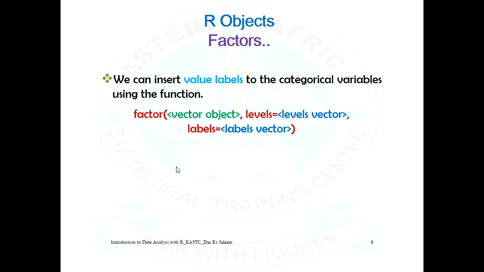Now if you can remember, we have what we call value labels. You may wish to label your values by some specific labels so that it will be easier for you to identify. So in such a situation, we use the function. You specify your vector variable or your object, you assign the levels if you need to do so, and then you assign the value labels. So we have a vector object, levels vector and labels vector. We have 3 things right there. Now, how is it working? Let's see.